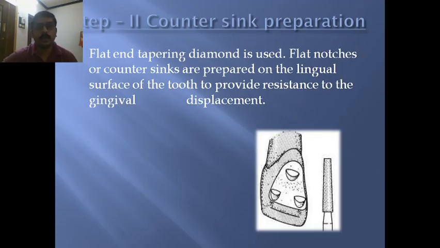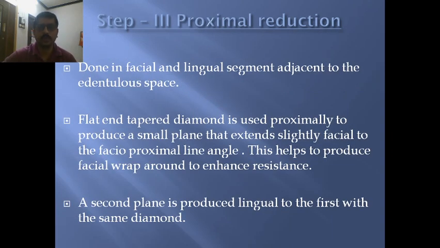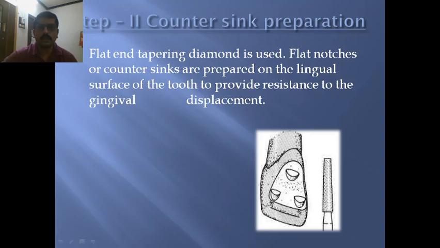Now we will make some countersinks. What is the use of these countersinks? These are used to provide resistance to gingival displacement. So which bur will be used? We will be using a flattened tapering diamond. Using this flattened tapering diamond, we make flat notches or countersinks on the lingual surface of the tooth. You can see here, these are the countersinks that we have prepared.